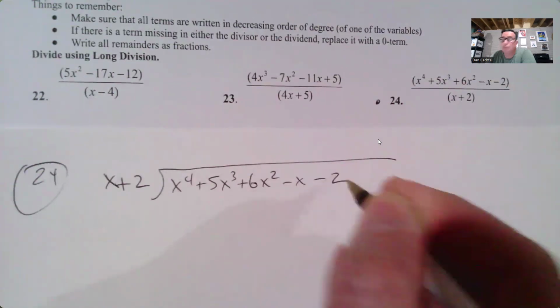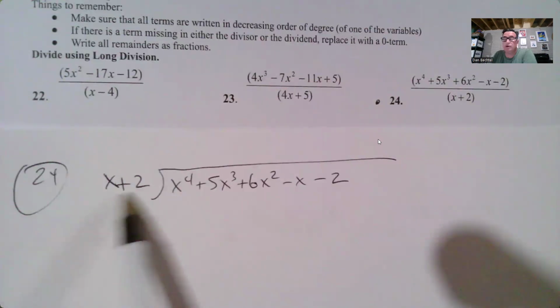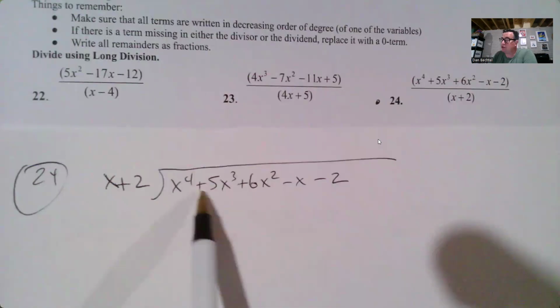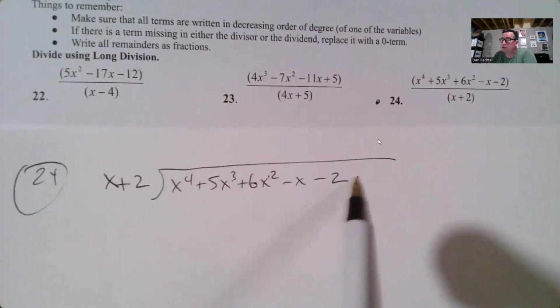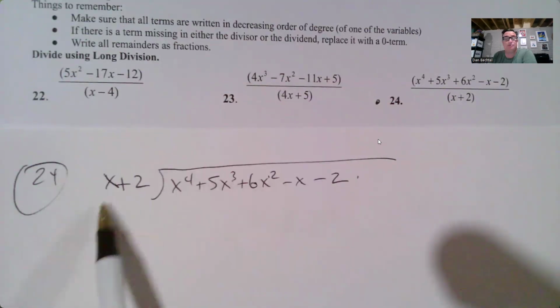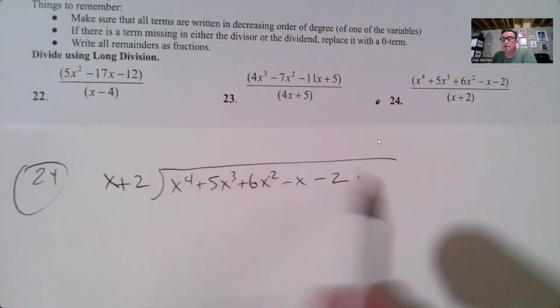Now, the important part is that in both what you're dividing by and what you are starting with, there cannot be any gaps in terms of our powers. So if I have 4, I have to go 3, 2, 1, and the constant. Same thing here, to the first power and a constant. I have them all, but if you don't, you have to put in a 0 term to make sure that it fits.